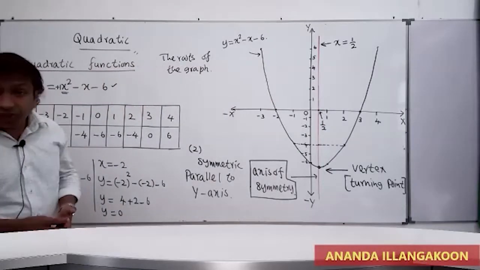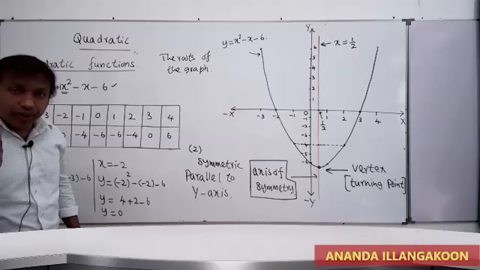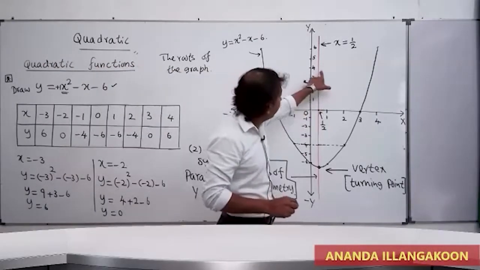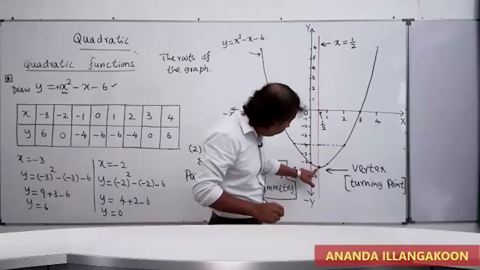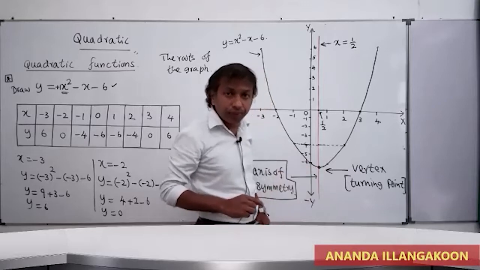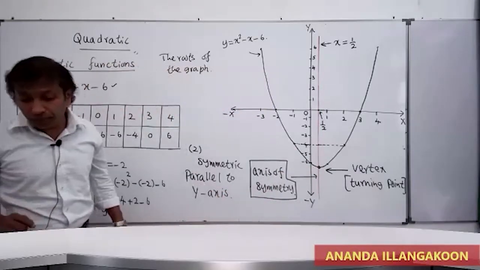Right. Now, people, let's see how to find the equation of the axis of symmetry and the x coordinate and y coordinate of the vertex. Right? Yeah. Then write down like this.